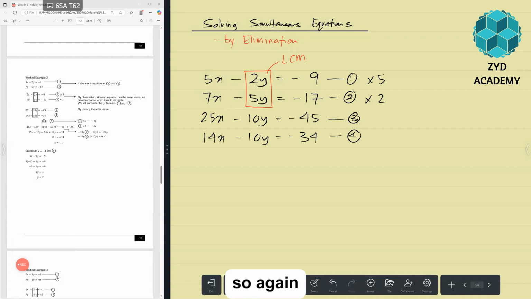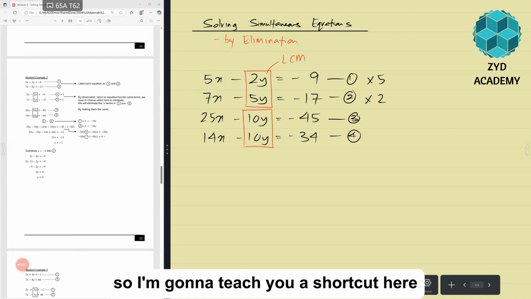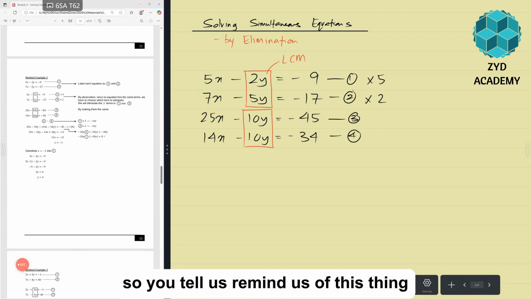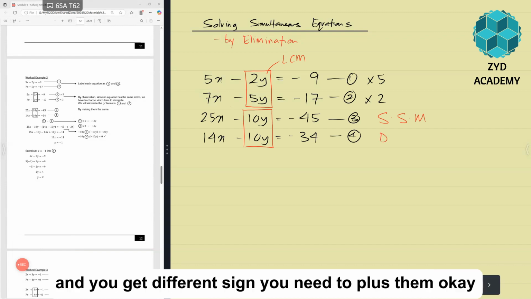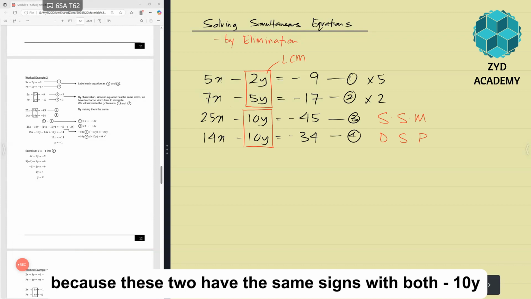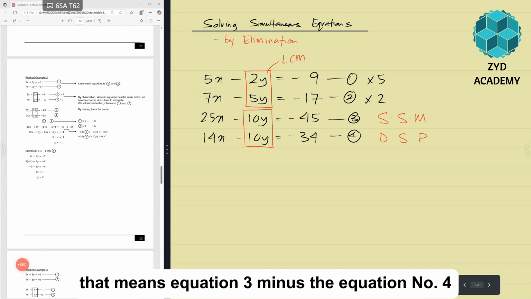All right, so again, we focus on these two terms that we want to eliminate. I'm going to teach you a shortcut here because both 10y's have the same sign. Same sign, you need to minus. And if they have different signs, you need to plus them. So remember SSM and DSP. Because these two have the same signs, both are negative 10y, I'm going to minus the equations. That means equation 3 minus equation number 4.